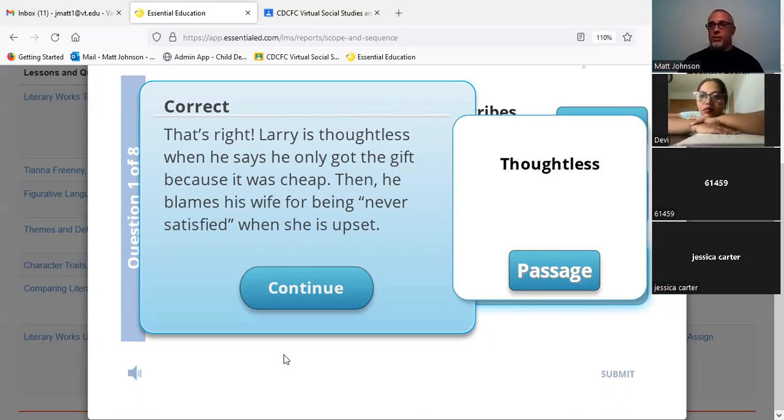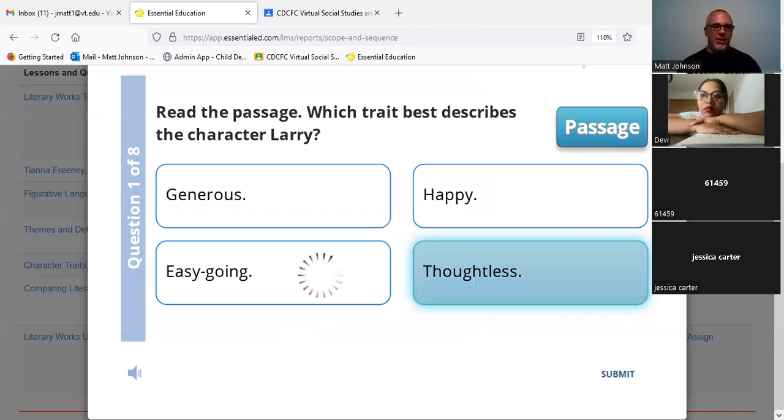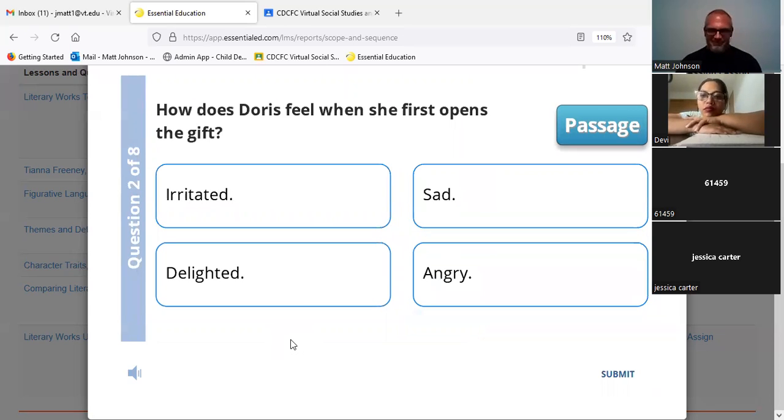Otherwise, Doris doesn't really care about how much she paid for it. She's really happy to get it, but when he says that, it upsets her, as you'd expect, right? If somebody said that to you, you're like, wow, gee, thanks, I guess.